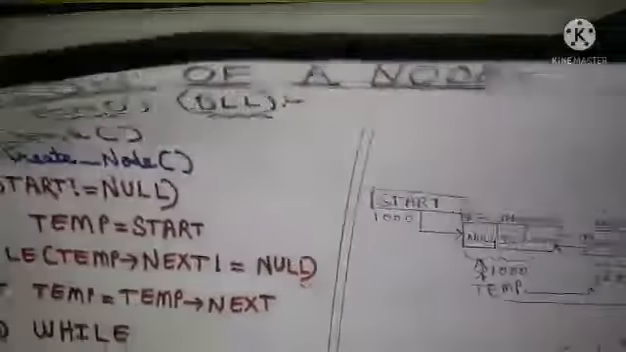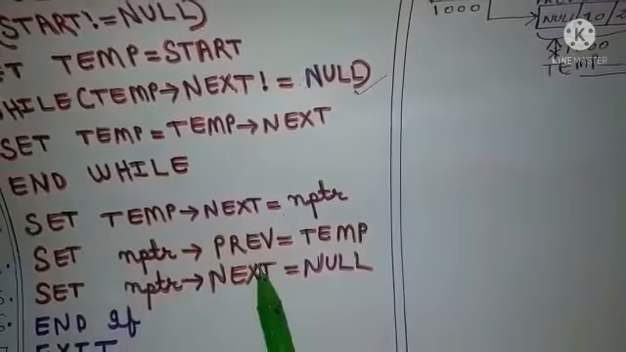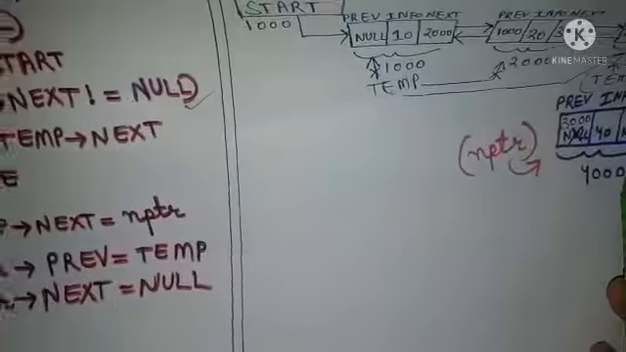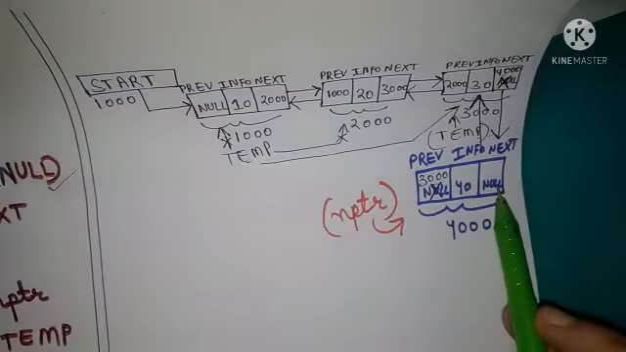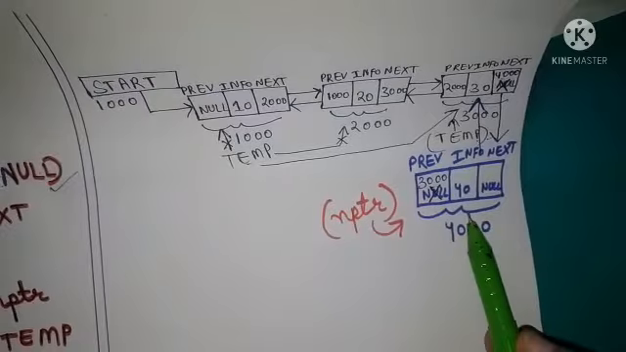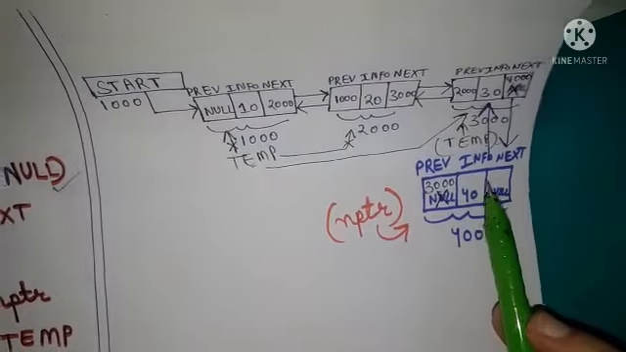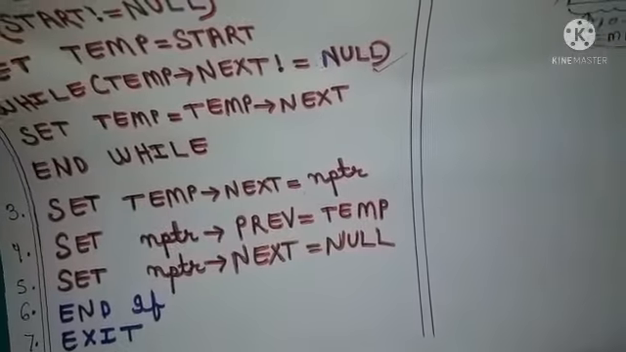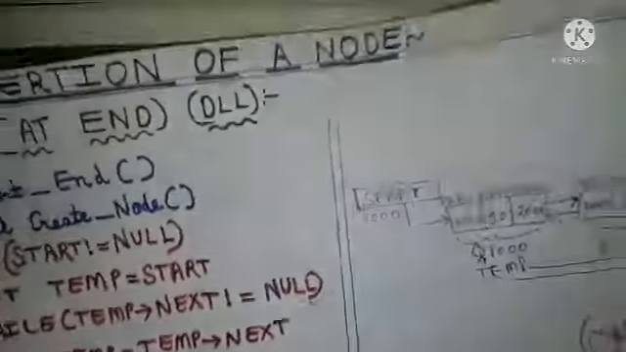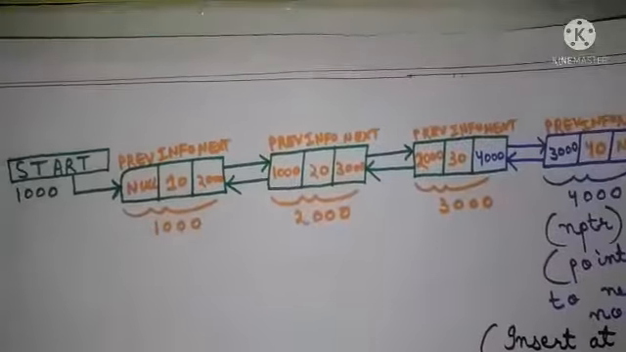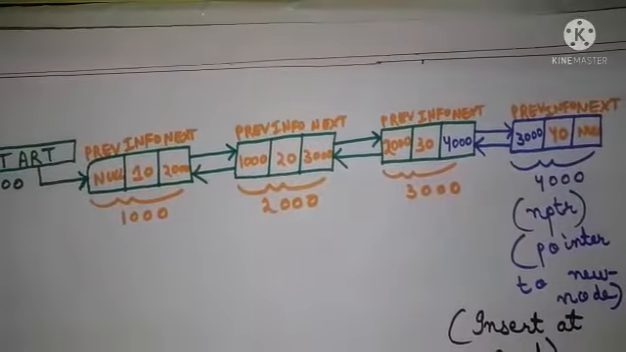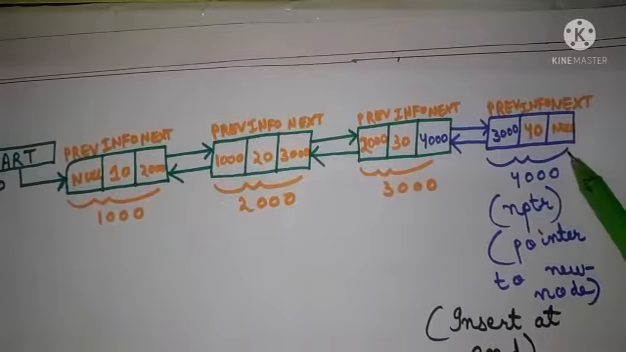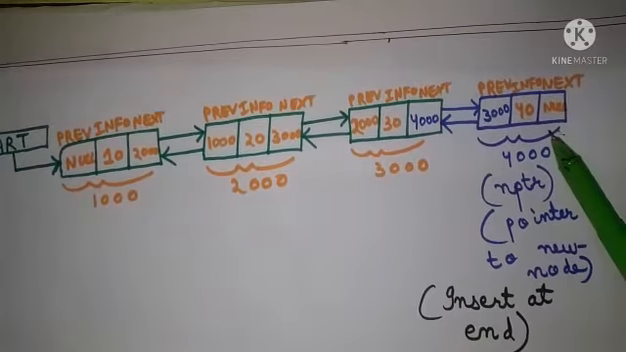Okay, and after that set nptr next is equal to null. This means that now nptr next is null only. So now this is the new node which is inserted at the end of our double linked list. Okay, so now here see, this is end if and then exit. So now you see, this is the list which will be visible after the insertion of the new node at the end of our double linked list.